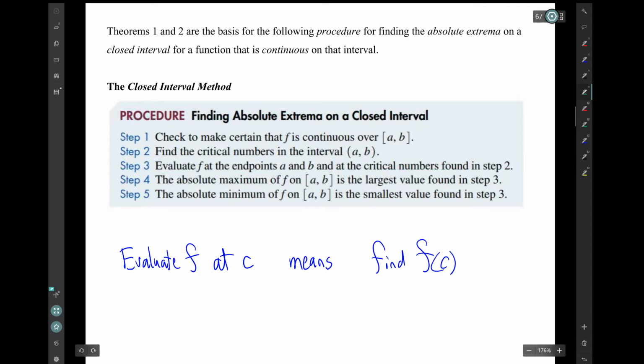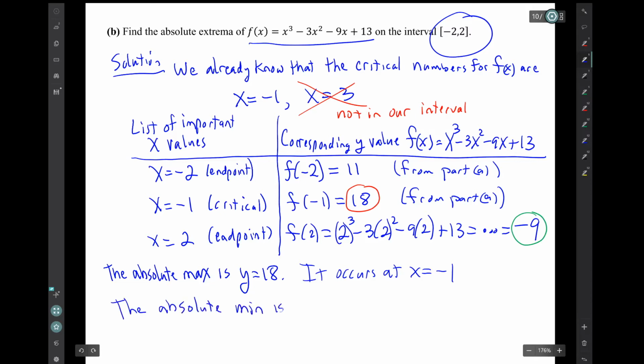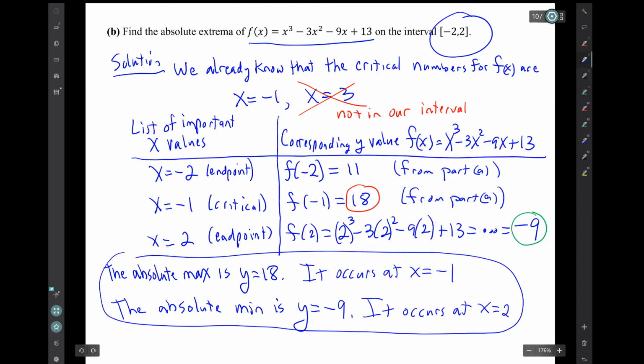Now we simply make our conclusions. We identify the greatest y value on that list, identify it as the max, and we identify the smallest y value on the list and identify it as the min, in sentences. So there's our conclusion, 2 sentences. Again, you say what the absolute max is, you label it as a y value, and then you have another sentence that says where it occurs. It occurs at certain x values.